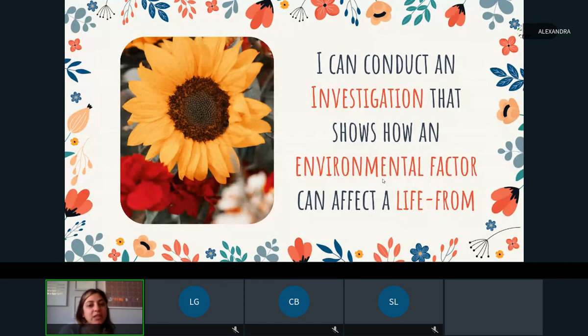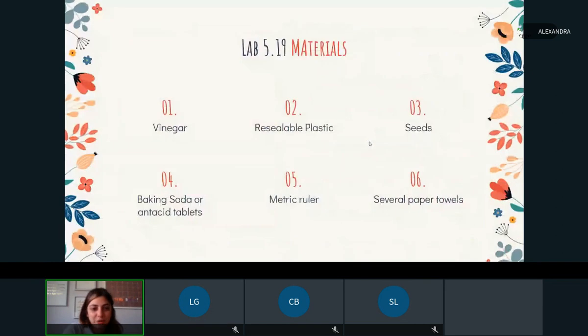So the lab for this second part is going to be the objective. The point of it is for you, at the very end of this, to be able to say, I can conduct an investigation that shows how an environmental factor can affect a life form. That was my misspelling. So we're starting to see, even though we're doing mini experiments in the lab, how we can apply this to real life. So these are the materials that were used.